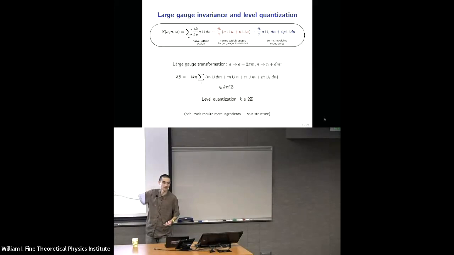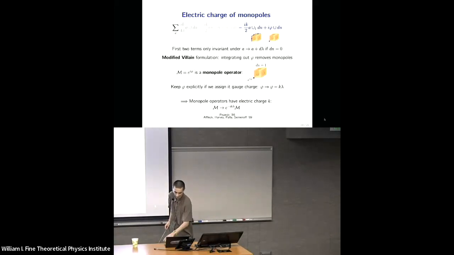You can easily find a configuration for which this is equal to 1, so it is not an even integer. From now on, I'm just going to take k to be even.